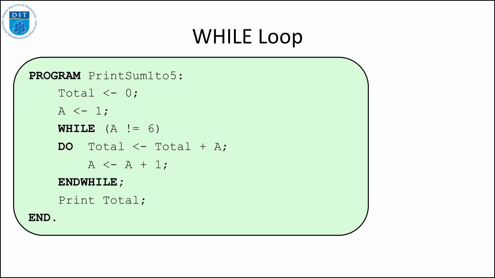add A to a total each time, and then when we finish the end while statement, when A becomes 6, A not equal to 6 is no longer true, so it goes to the statement after the end while, which is print total, and it'll print out your total of 1 plus 2 plus 3 plus 4 plus 5.